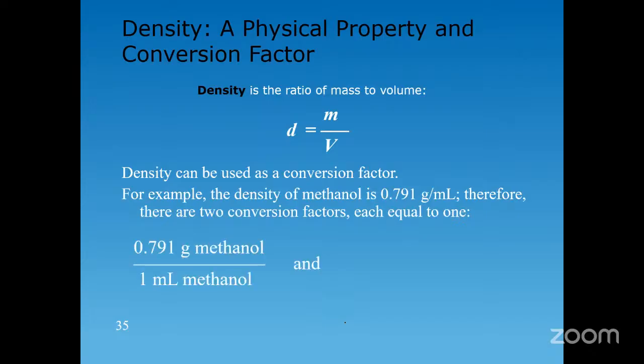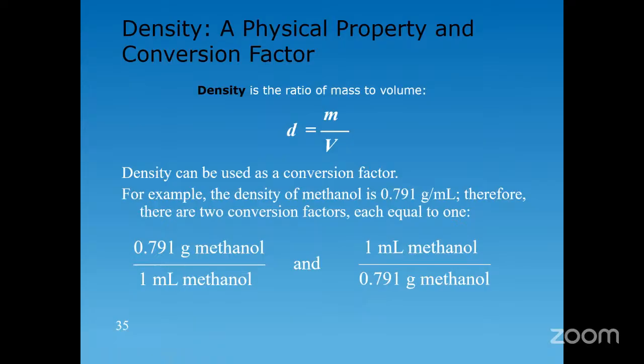Typically, when it comes to solids and liquids, the density is expressed in grams per mL or grams per cm cubed, which is the same thing, right? So for example, ethanol, the example given here, has a density of 0.791 grams per mL. And it turns out that we can actually use the density and express it as a conversion factor for the purposes of doing certain calculations, right? So in the case of ethanol, we can express the density as this conversion factor, 0.791 grams divided by 1 mL, or this conversion factor, 1 mL over 0.791 grams, right?